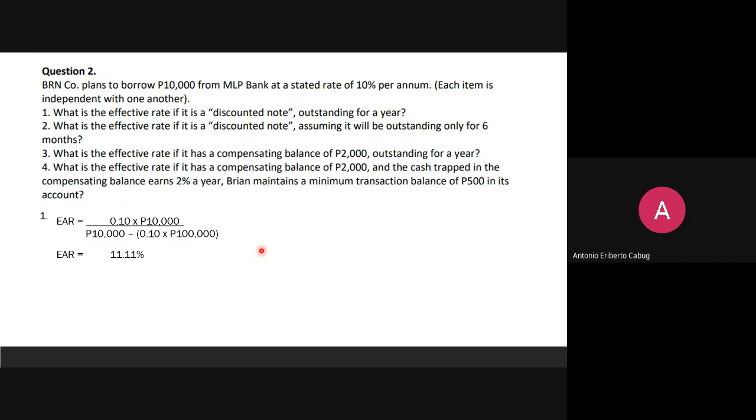The effective annual rate. Number 2, what's the answer? What is the effective rate if it is a discounted note? Assuming it will be outstanding only for 6 months. Go. Assuming it will be outstanding only for 6 months.